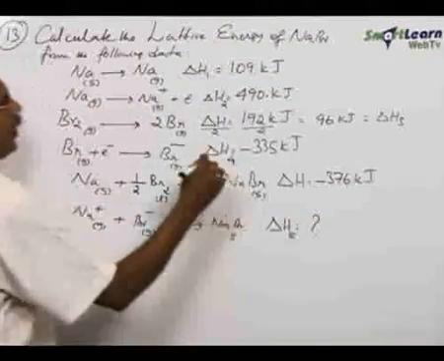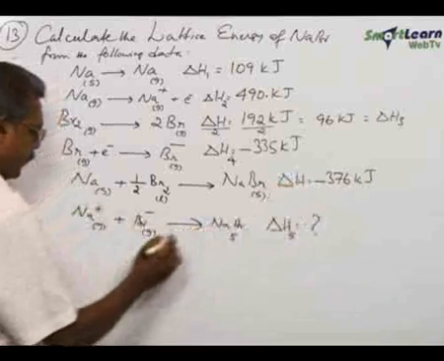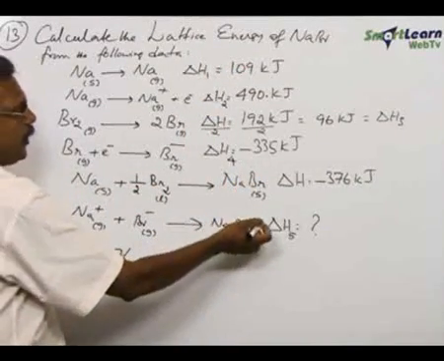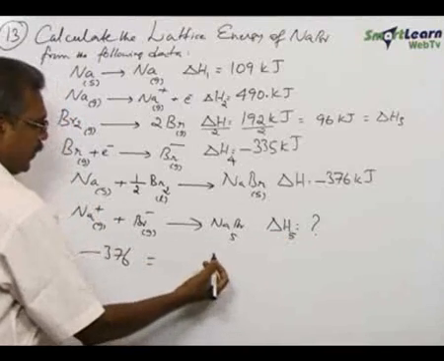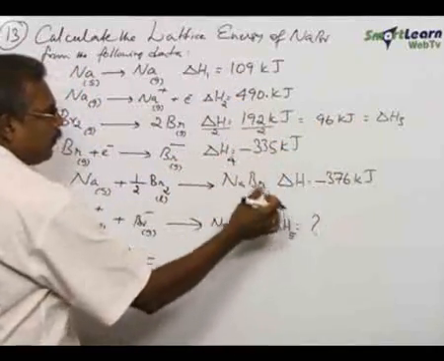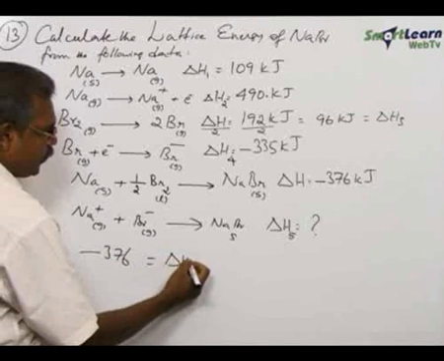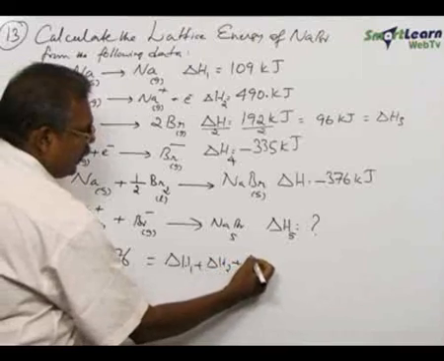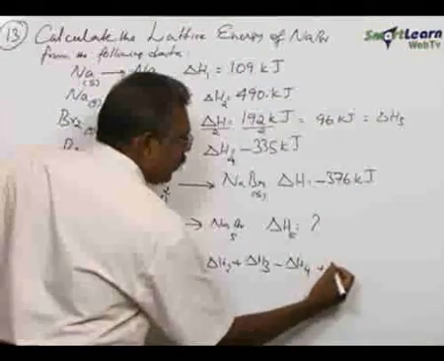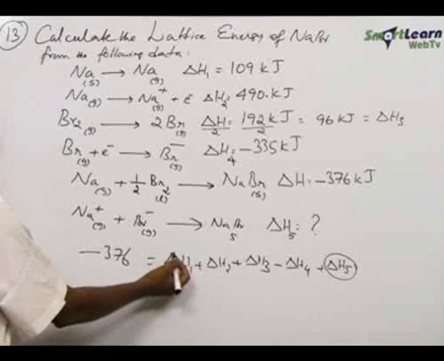This can be taken as del H5, and if we add del H1, del H2, del H3, del H4, and del H5, we must get the overall value. So minus 376 must be equal to the sum of all these heat reaction values. Only del H5, that is the lattice energy, is missing. So you add 1, 2, 3, 4, and 5 is of course to be calculated. So the 4 heat values we have to add and subtract from minus 376: del H1 plus del H2 plus del H3 plus del H4, and finally del H5. All the values are known, given in the problem, and on solving you get the value.